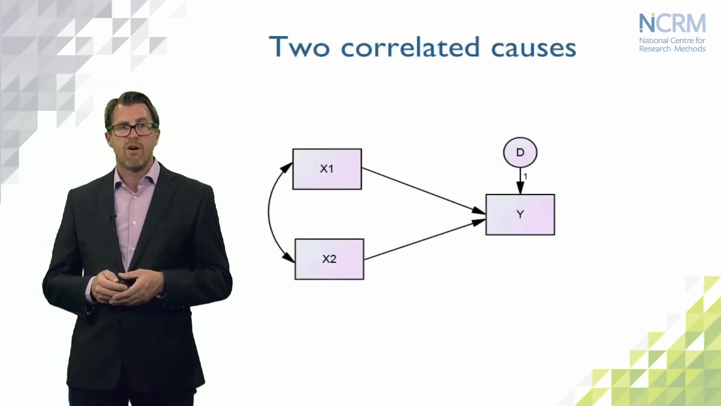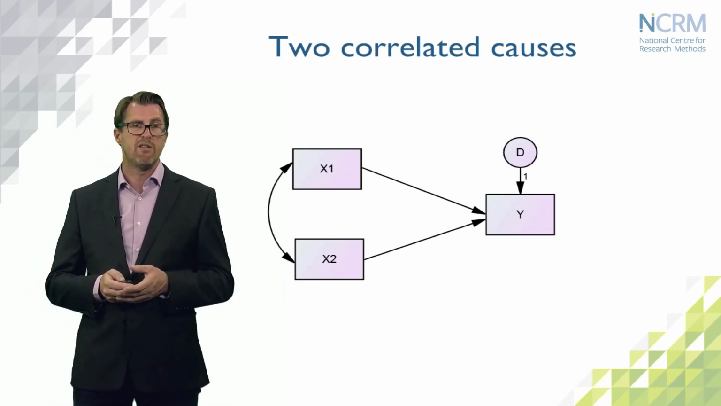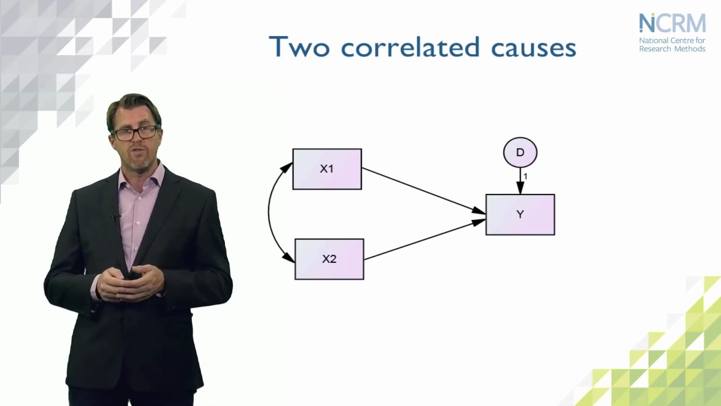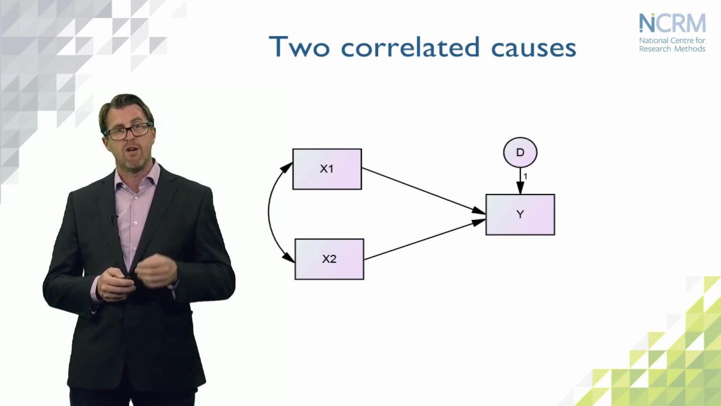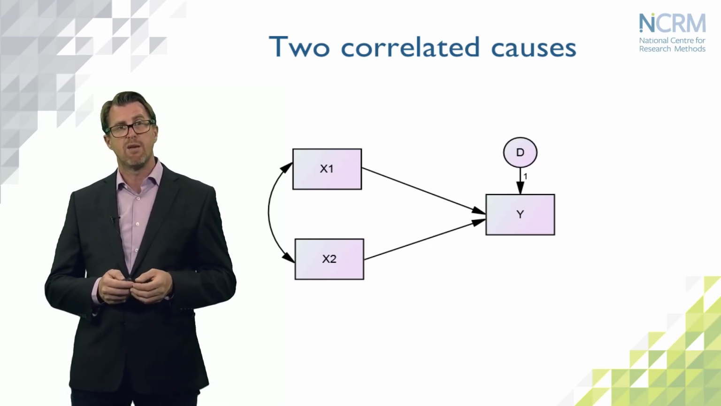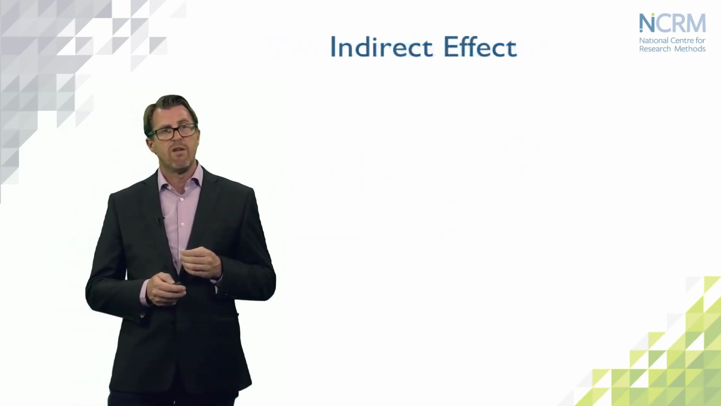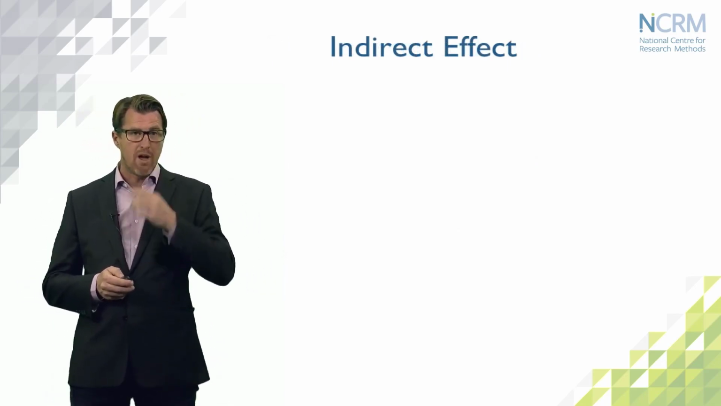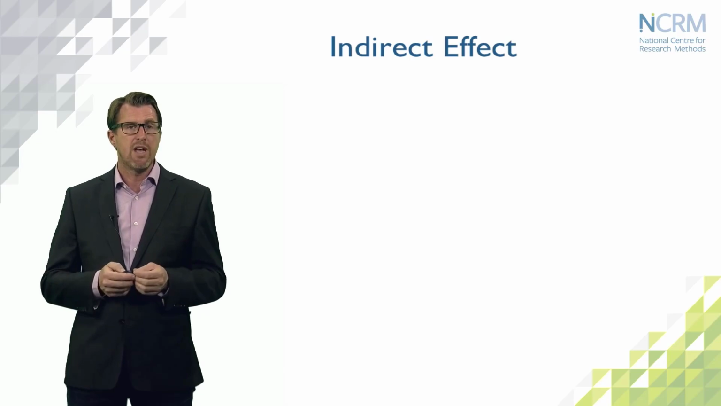This second path diagram is somewhat more complicated, but really is just adding in a second independent variable x2. So again, this is equivalent to a multiple linear regression with two independent variables, a dependent variable y, and an error term, which in this path diagram is labelled D for the disturbance term. Now, as I mentioned, one of the things that path analysis is particularly useful for is for studying not just direct effects, but also indirect effects.